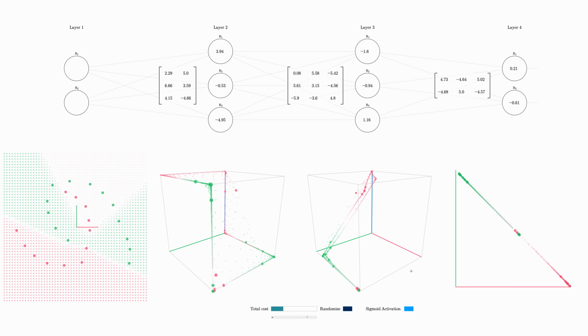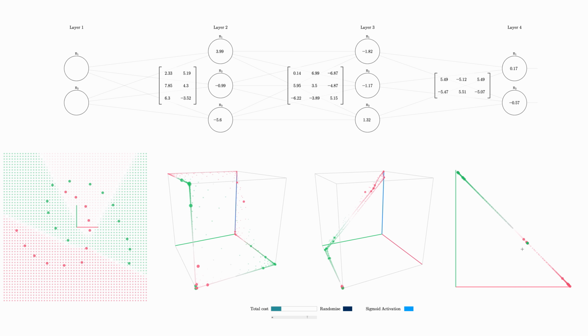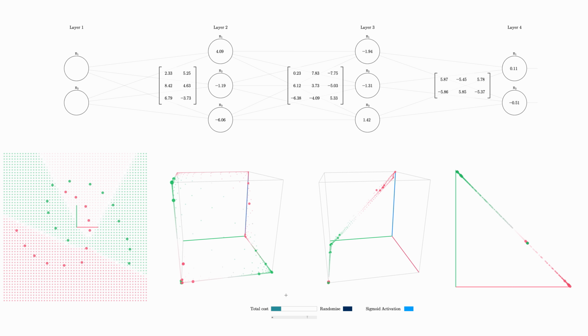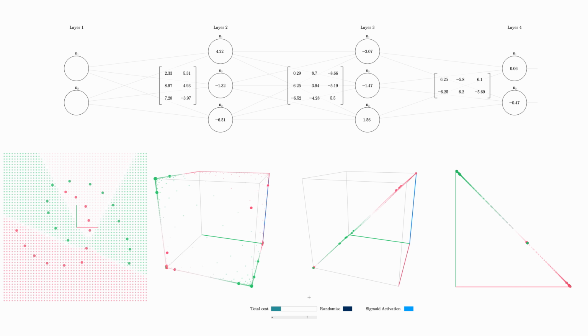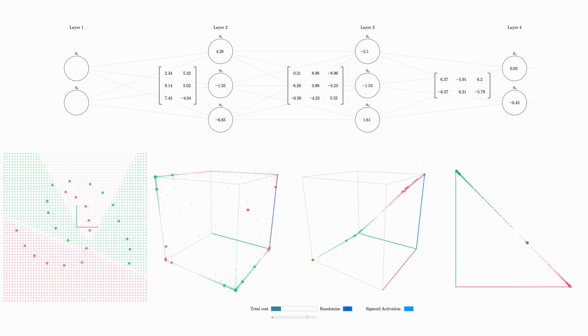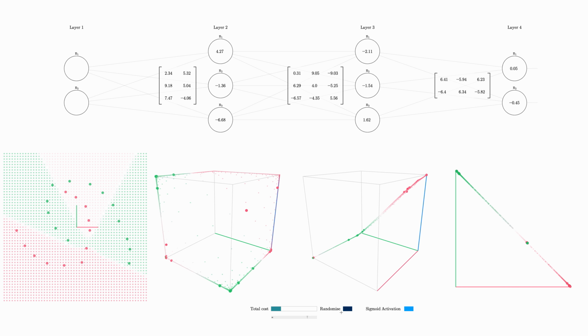Sometimes, as you can see now, the initial conditions were not that good, so we have some significant cost here. So we should probably reinitialize our weights and biases. Let's change the speed. Or maybe we should just randomize.